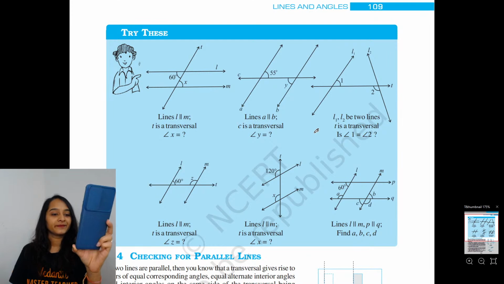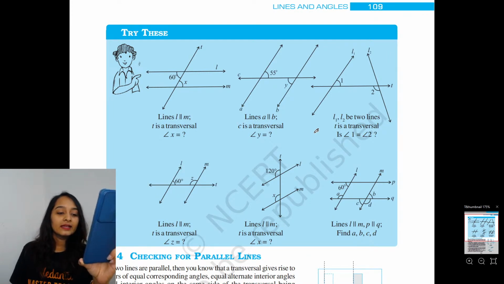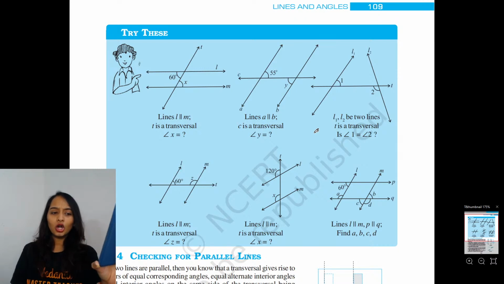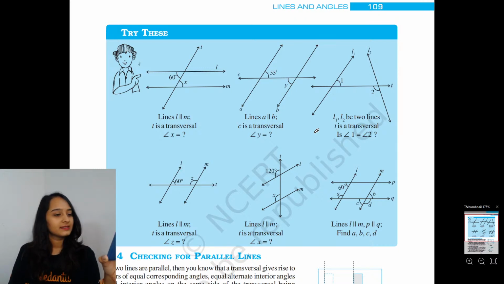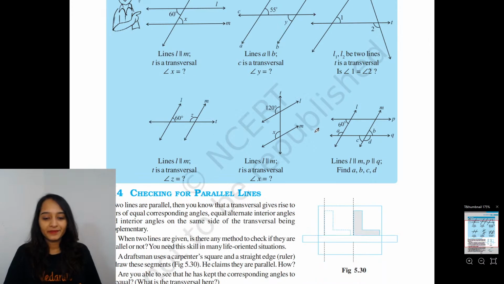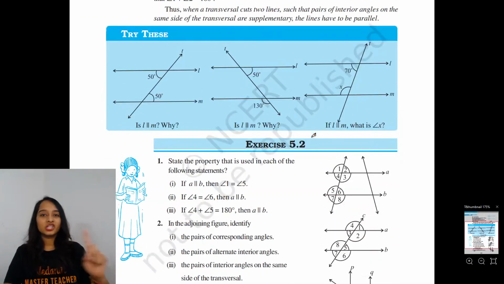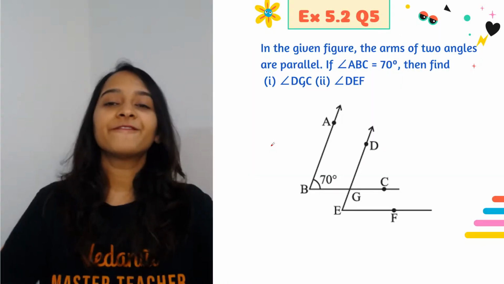Okay. Thank you, Shrihita. There is nothing called alternate opposite angles. No, there's nothing like that. Alternate angles are only on the opposite directions. Okay? So how do you check that two lines are parallel? By checking these three conditions. Okay? Chalo, let's do exercise 5.2.